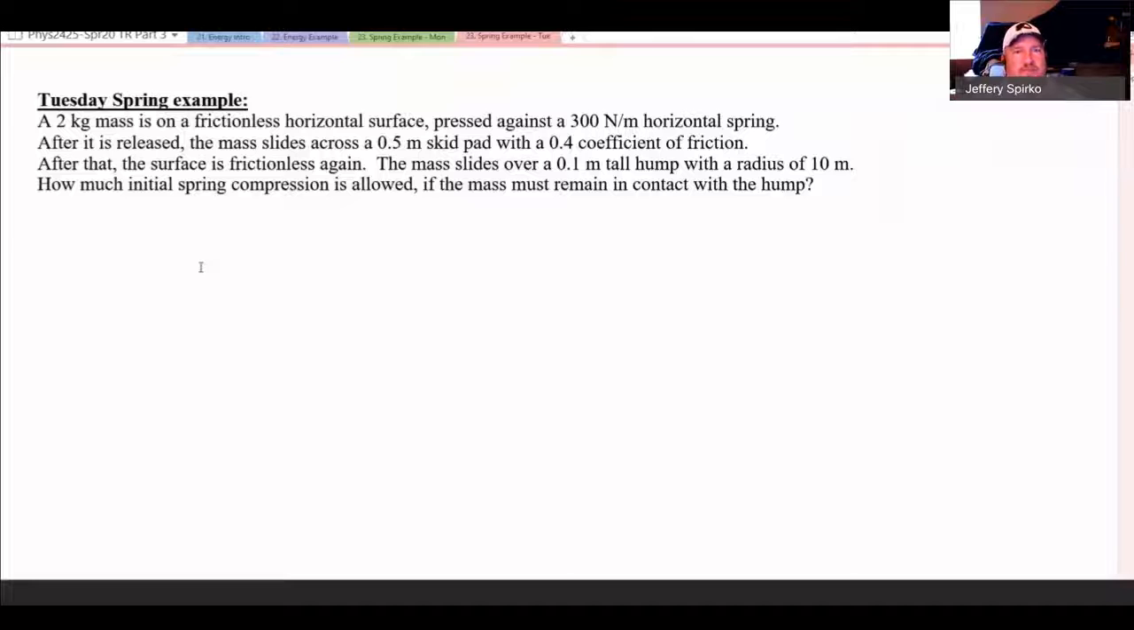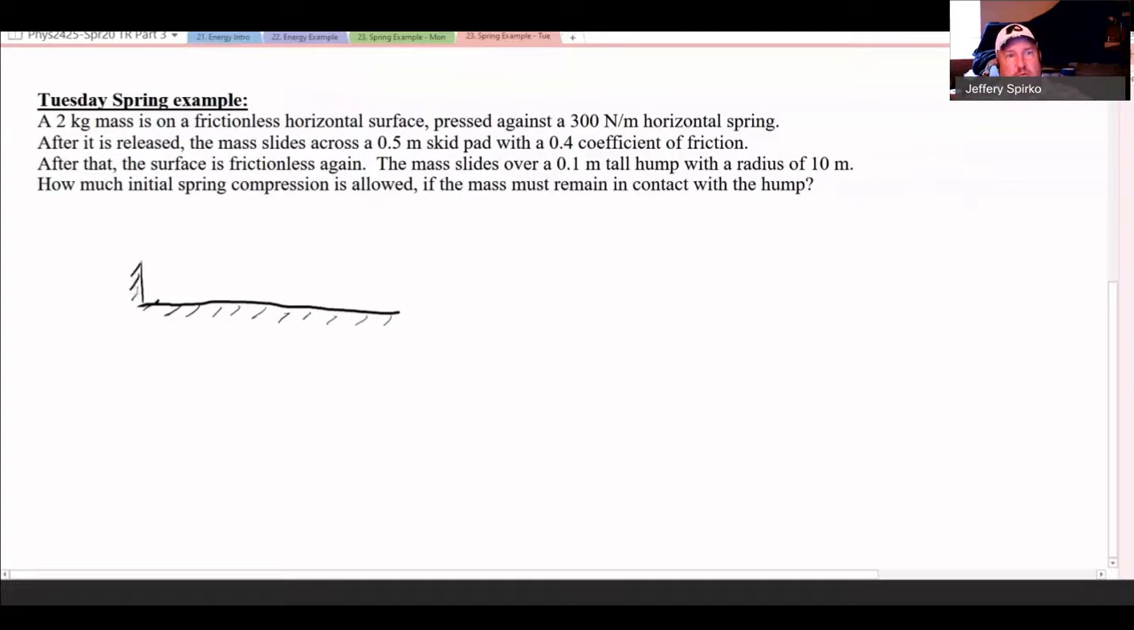So we're looking at another example of spring energy, and this has not just a spring, but it also has some friction, and then it has some circular motion because this object is going to go over a hump. So here's the setup. We're going to have a horizontal surface, which is initially frictionless, and there's a spring here.